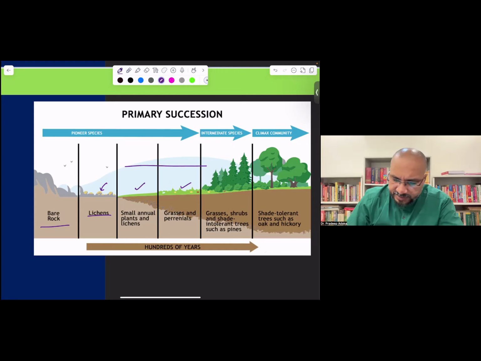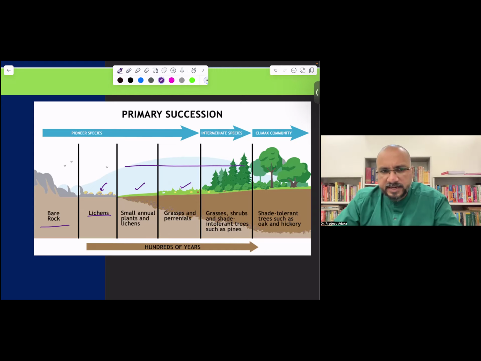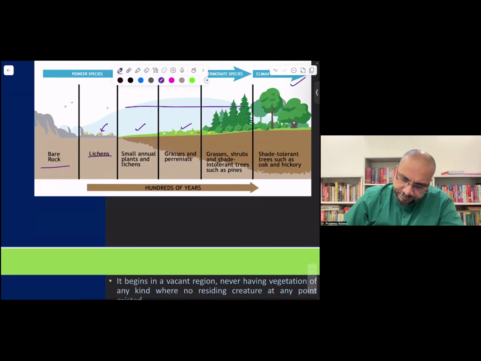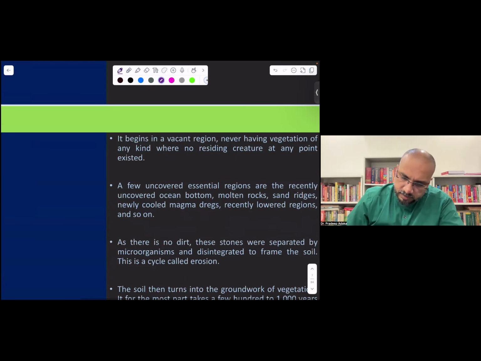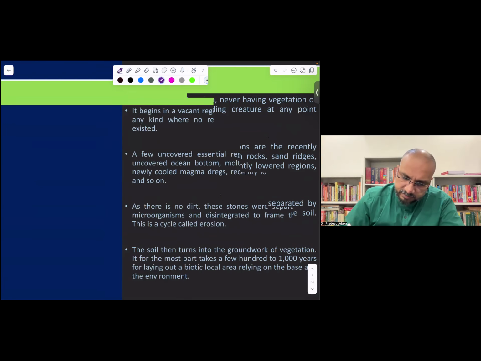These are all your intermediate stages. Grasses, perennials, and at the end you will have a climax community, which is a stable community. So we will see this process in steps. What is an example of a pioneer species, how they modify the environment, we will discuss in detail. Okay? So let us deal with the primary succession.